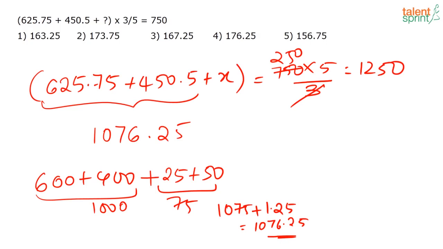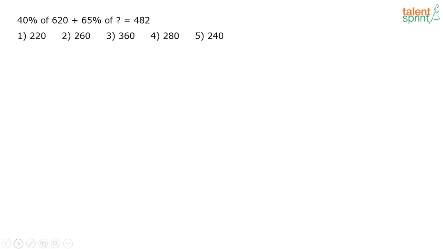Okay, so 1076.25 plus x is equal to 1250, so what is x? Just subtract. So everybody got the answer as 173.75, which is correct. So I hope it's clear. Let's move to the next question. 40% of 620 plus 65% of question mark is equal to 482. So how do we solve this? Again, an easy question. Okay, you can write it like this if you want.